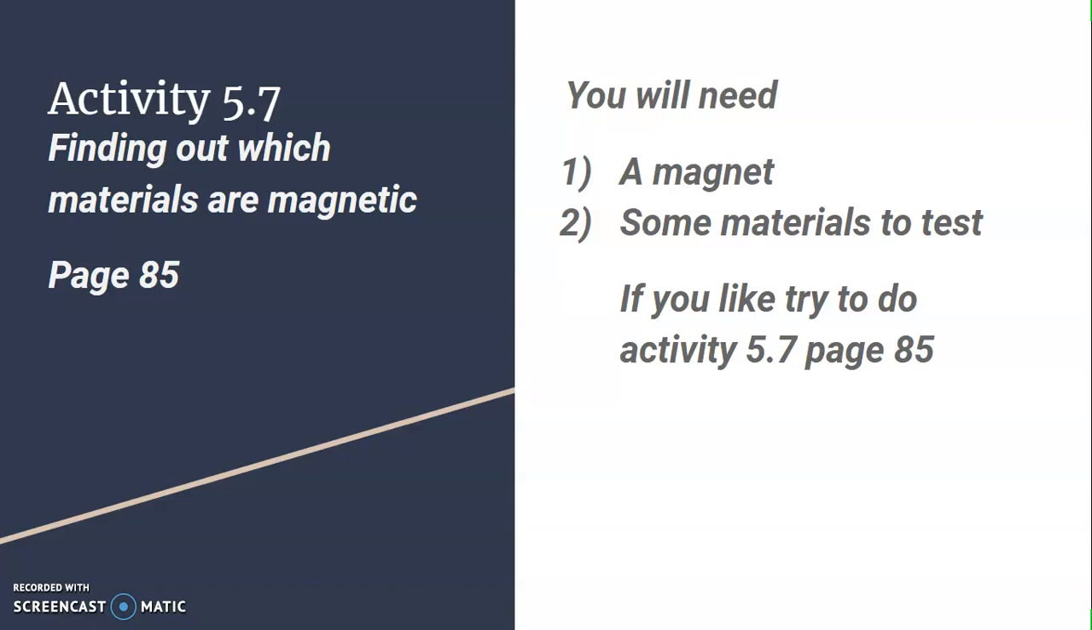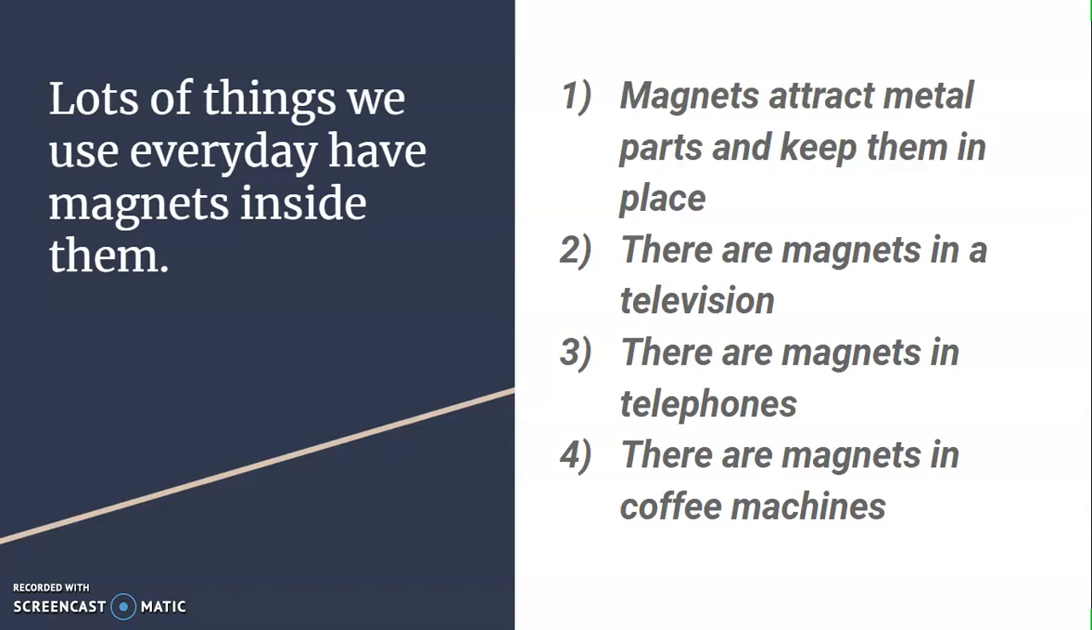Lots of things we use every day have magnets inside them. هون نشوف استخدامات المغناطيس في حياتنا اليومية. And I'm going to show you a film about these things. Magnets attract metal parts and keep them in place. بحافظ وبيجذب على المواد اللي بدنا نحافظ عليها مثلا مواد مغناطيسية وبنحافظ عليها. There are magnets in a television. بالتلفزيون في magnet. There are magnets in telephones. بالتلفون في مغانط. There are magnets in coffee machines. في ماكينات القهوة.